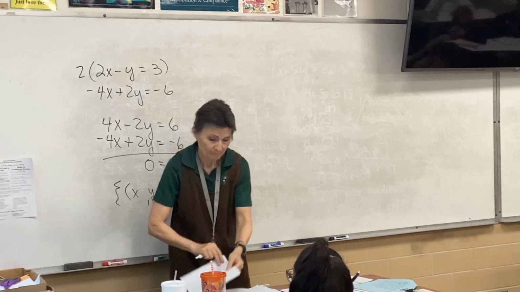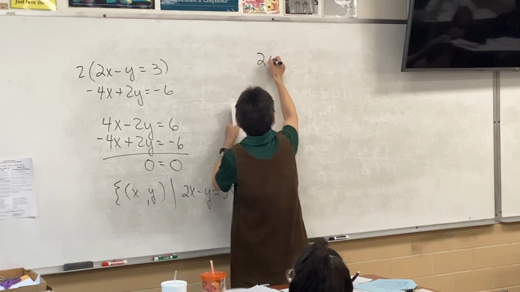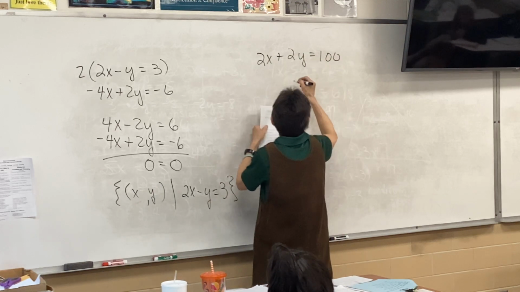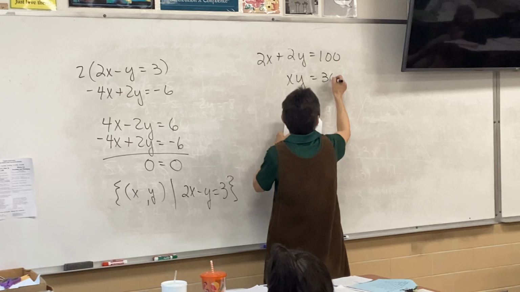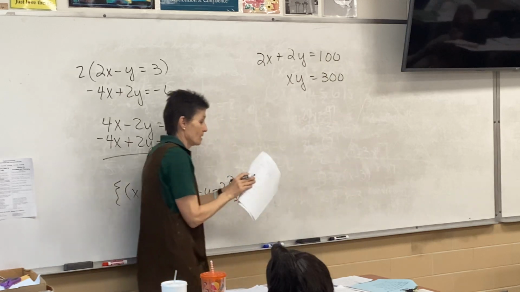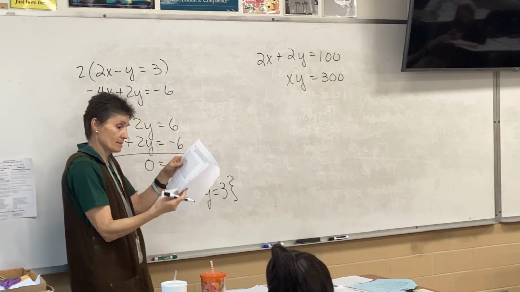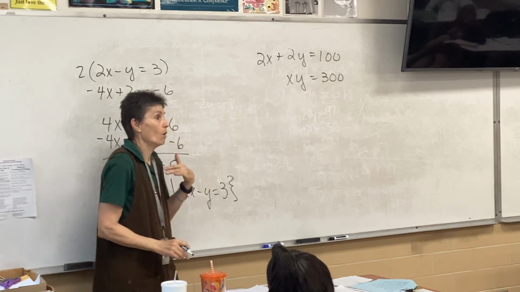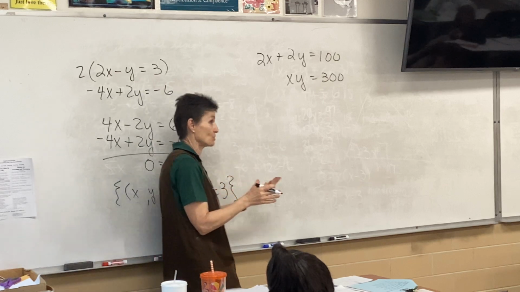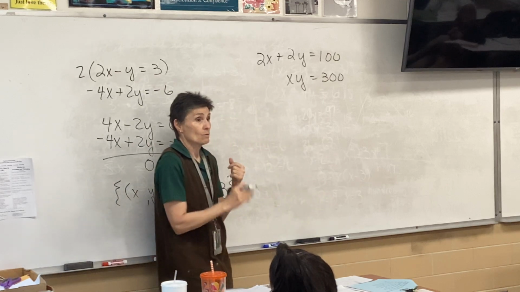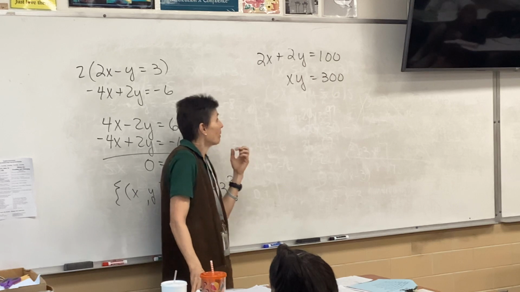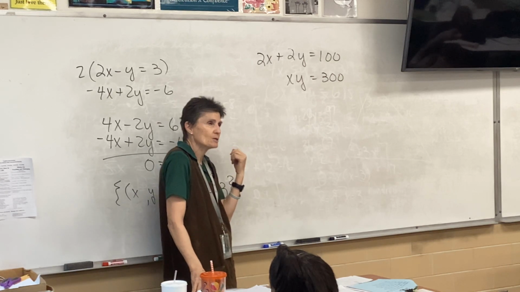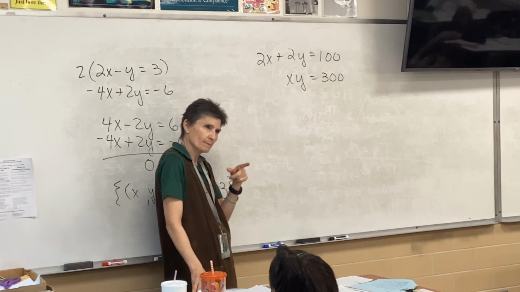This is true. Okay, 2x plus 2y equals 100, and xy equals 300. Okay, kids, this is a new problem. This is number 3, and all it says is solve. So it doesn't tell you how to solve it. It just says solve. So what are your thoughts? Do you think this problem lends itself to substitution or to elimination? What do you think? Substitution.